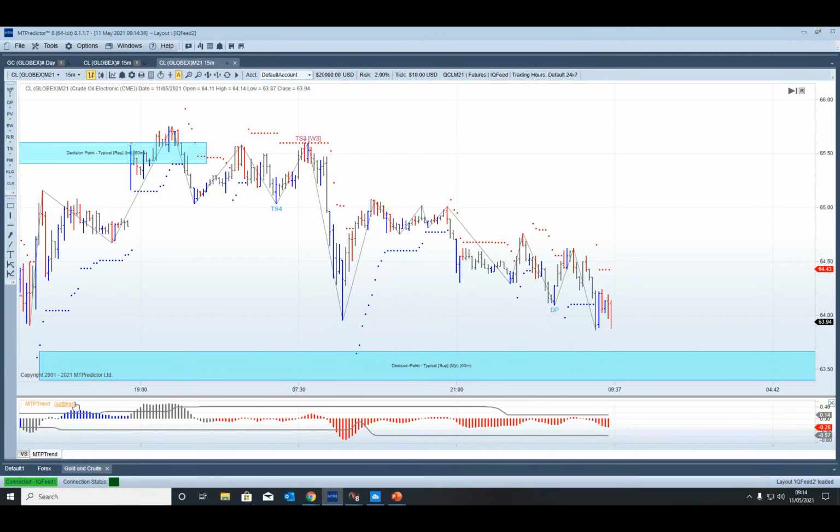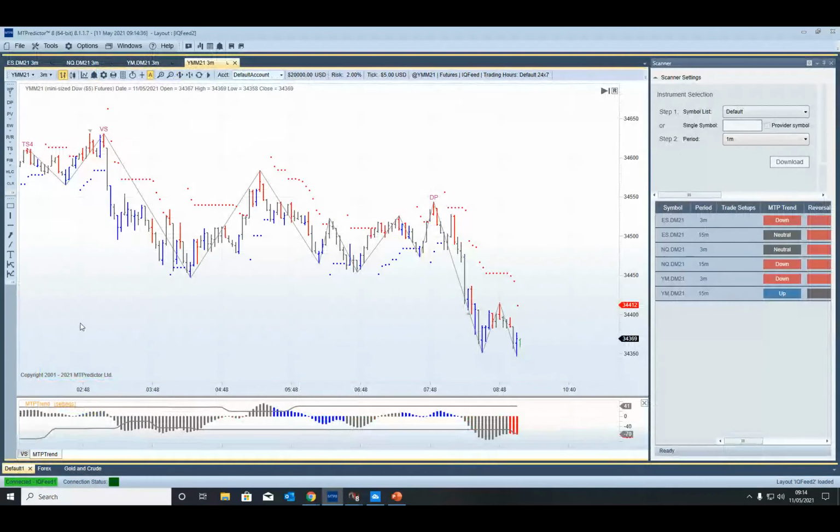Right, let's have a look at some other markets. I want to have a look at the YM on a 24-hour chart, just exactly the same kind of process. This is a 3-minute chart of the YM. This is exchange delayed data.